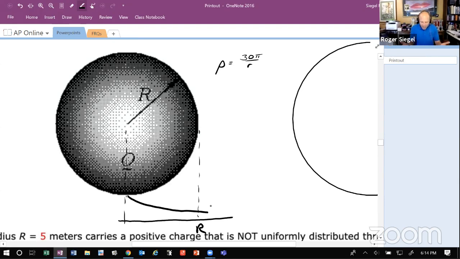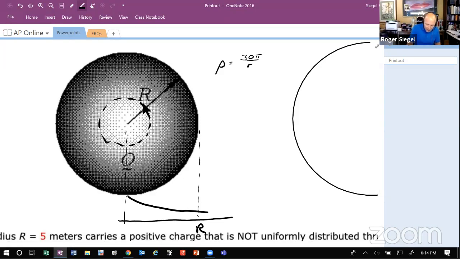So how does that mean? How am I going to figure out how much charge I have enclosed? Because I'm going to have to use Gauss's law to figure out how much charge I have enclosed. Well, that's the first part of this problem, is finding out how much charge we have enclosed. And that's kind of challenging.